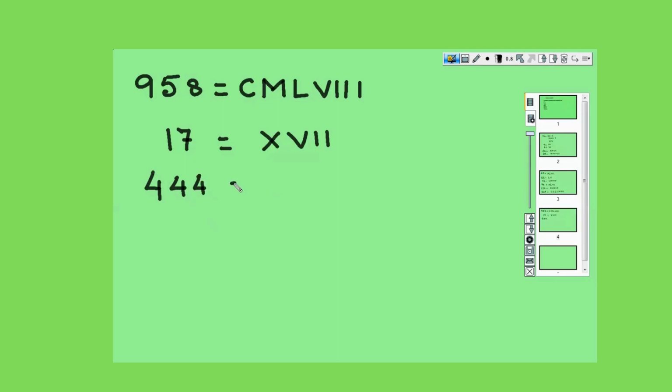How do I write 444? 400, we cannot write 4 C's. So I know that D is 500. If I remove 100 from it, this becomes 400. 40 can be written as 50 minus 10, and 4 can be written this way. Just check 444. How did I write it down? 444.